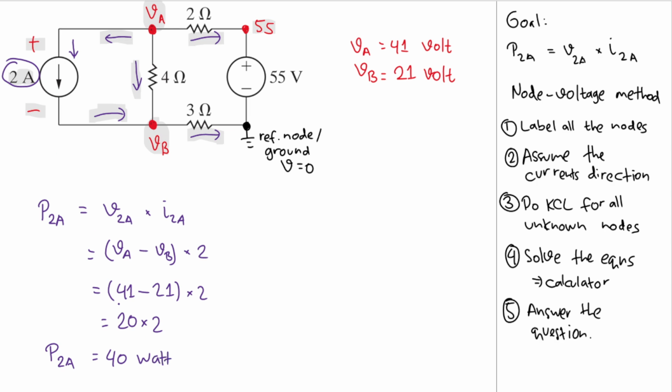Okay, and I think that is the final answer. We have achieved our goal. The power extracted by this 2 ampere current source is this one here. Hopefully I did not make any mistakes in my calculation.